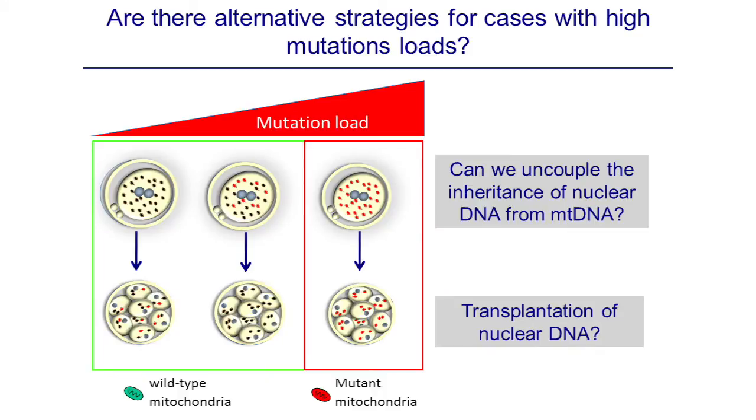So one strategy we've been pursuing is to see whether we can uncouple the inheritance of nuclear DNA from mitochondrial DNA, to see whether a woman could have a genetically related child without the risk of transmitting disease. And because there are so many mitochondria in the oocyte, it's not feasible to go in and pick them all up. So the most realistic thing to do is actually transplant the nuclear DNA between eggs or zygotes.